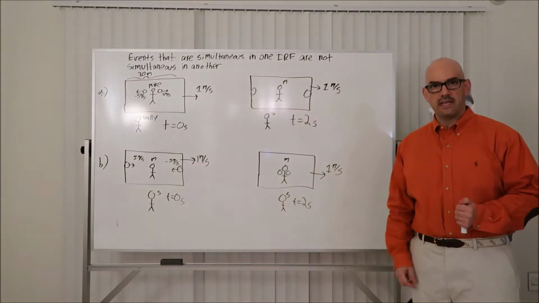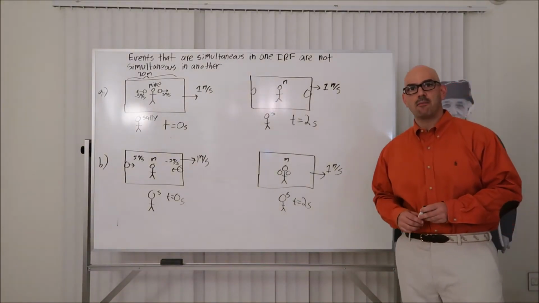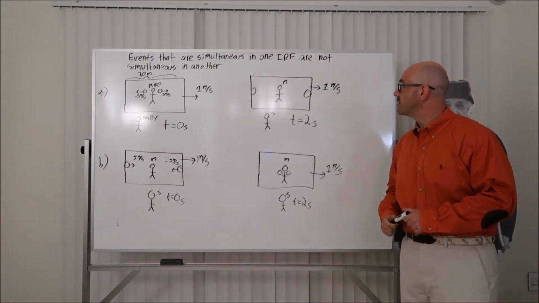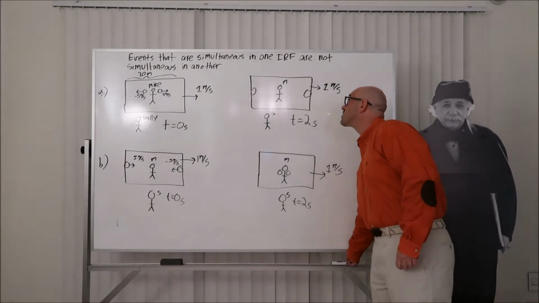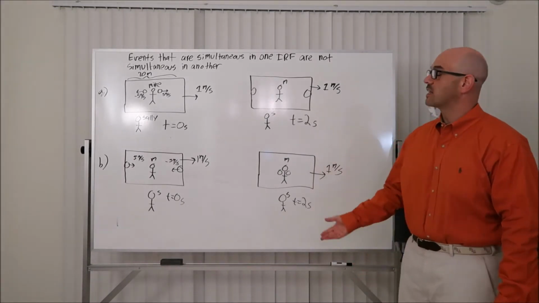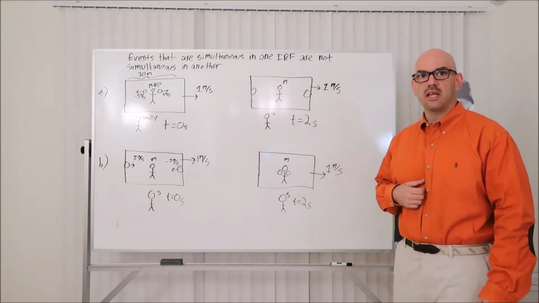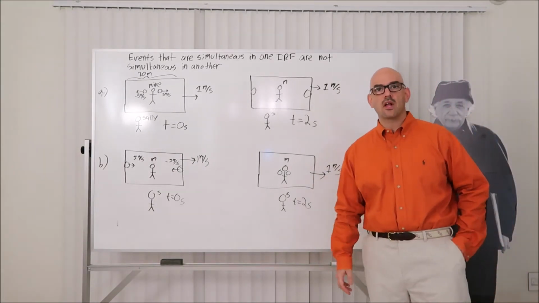Okay, so now what I'd like to do is discuss the relativity of simultaneity. And so I'm going to discuss and explain the statement that events that are simultaneous in one inertial reference frame are not simultaneous in another. Relativity only works when you're dealing with light or things going close to the speed of light.